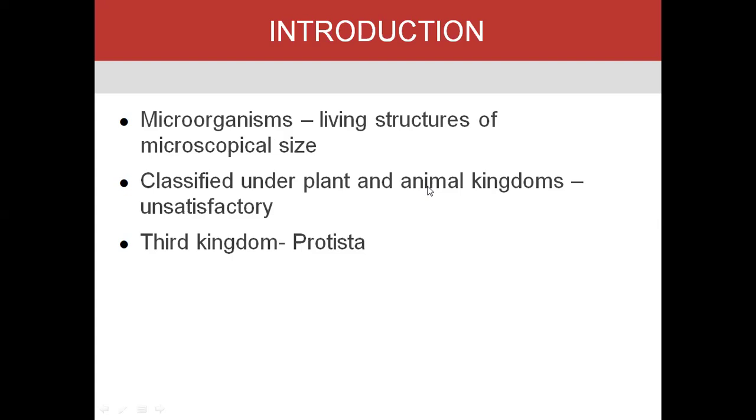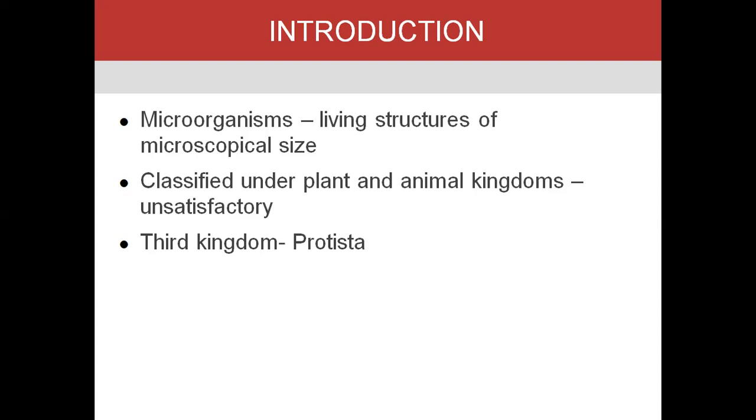So why were they placed under the plant and animal kingdoms? Some of the microorganisms show branching, and branching is a characteristic of plants. So some of them were placed under the plant kingdom. And some of the microorganisms show motility, movement, and motility is a characteristic of animals. So they were placed under the animal kingdom.